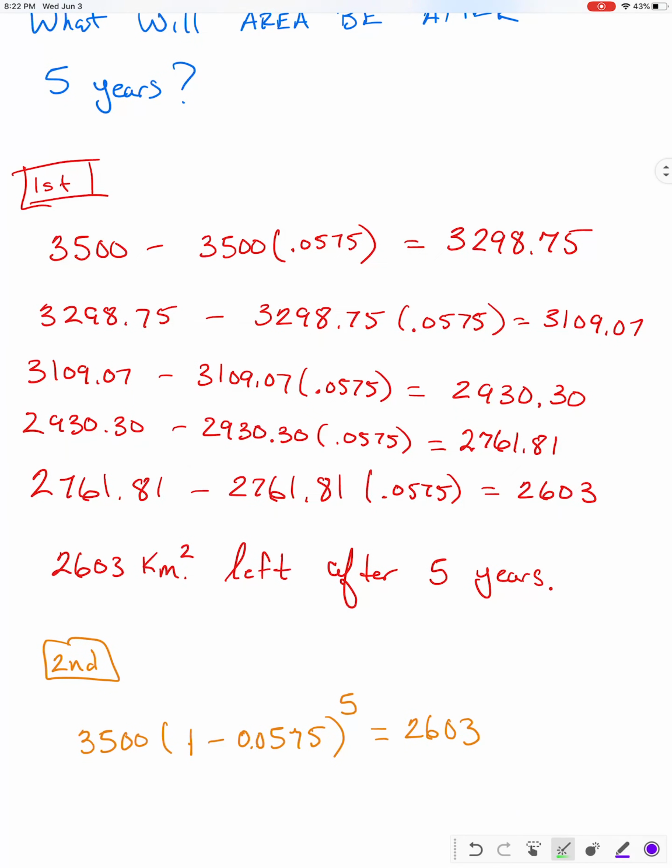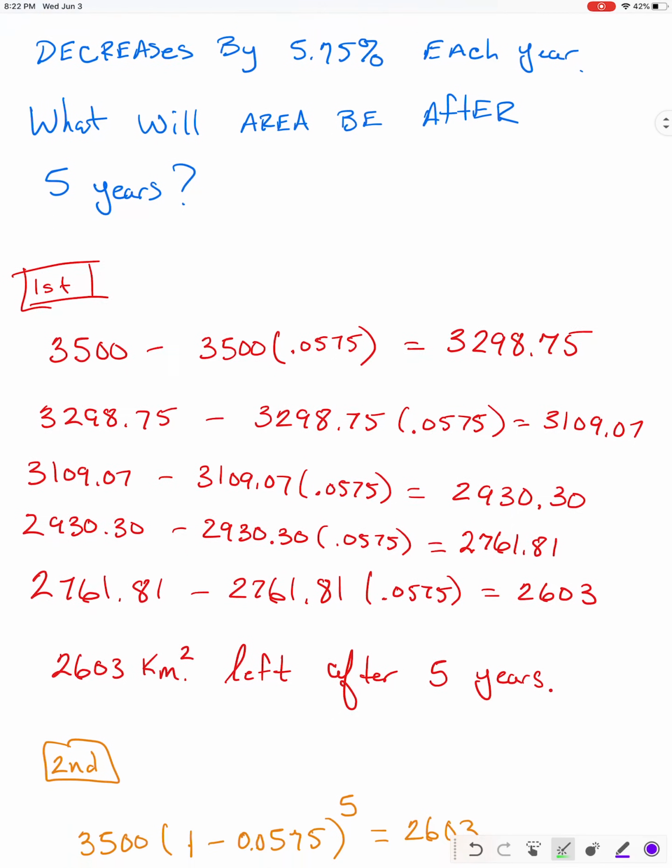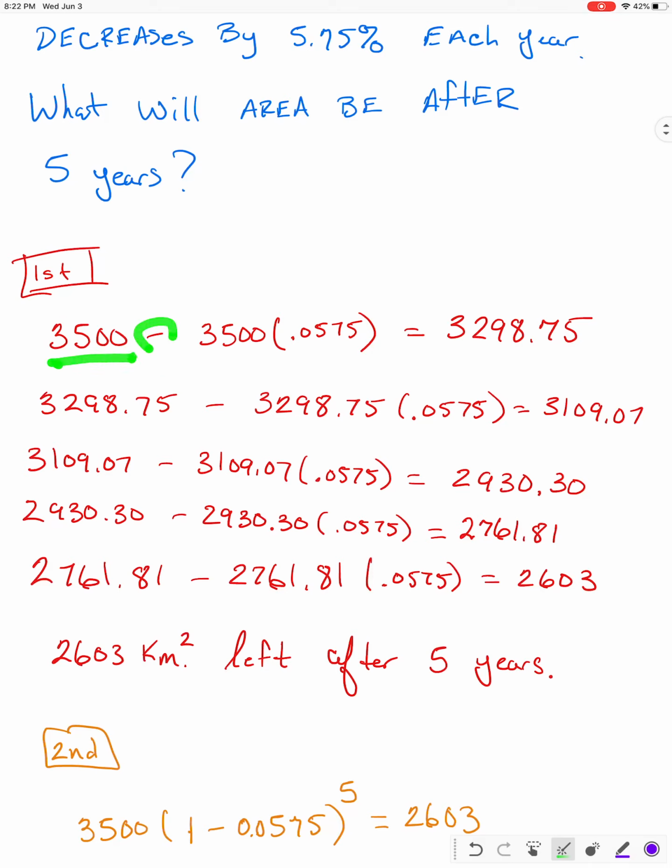So the first year, we start with 3,500 acres of forest. And then we subtract away 5.75% of our original starting width. So remember that 5.75% is 0.0575. So 3,500 minus what was lost, and what was lost was 0.0575 of 3,500. And when we calculate that, we get 3,298.75 acres. So this is year one.